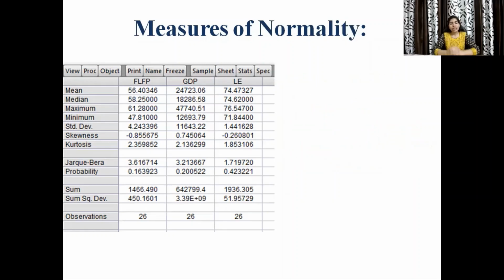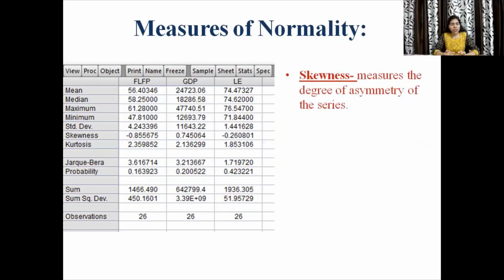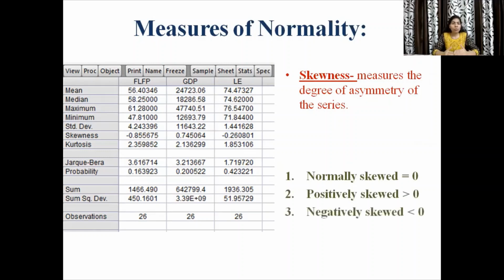The next is, here we are going to discuss the measures of normality. Here, there are two measures of normality, skewness and kurtosis. So let's talk about skewness first. Skewness measures the degree of asymmetry of the series. Okay, it is basically the degree of asymmetry of the series. So we can interpret skewness on these three bases. So if a data is normally skewed, the value is 0.